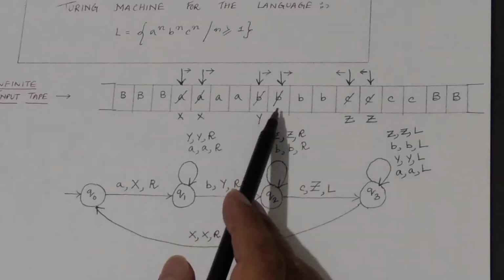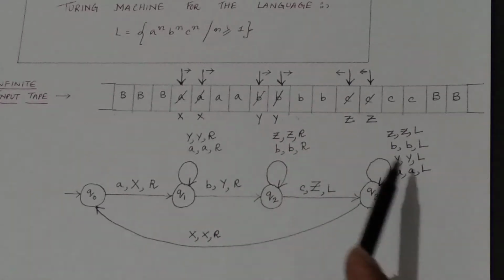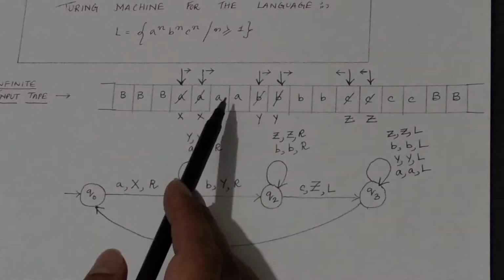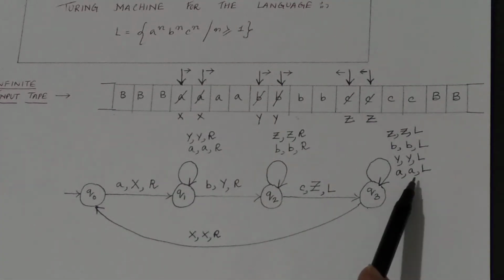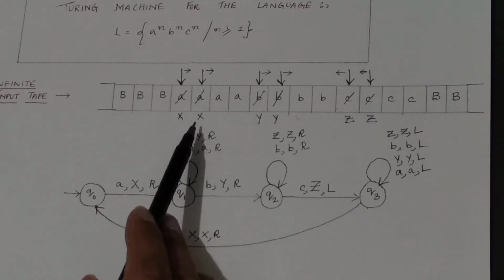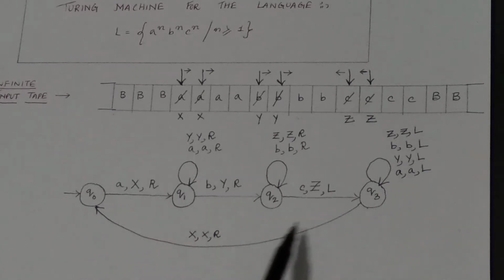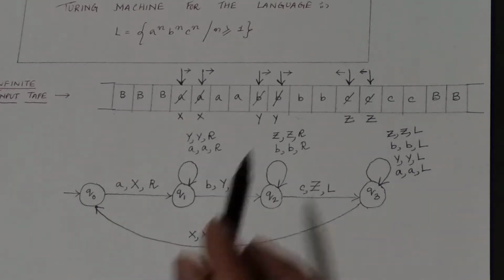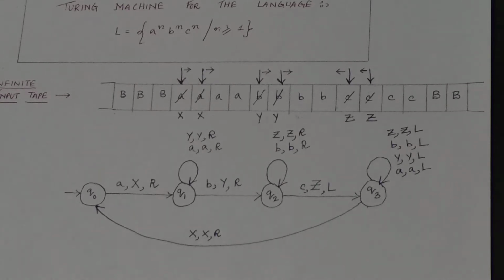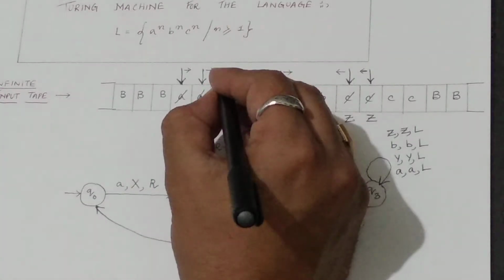Okay, done. Now it will encounter Y. On seeing Y, replace by Y and move in the left direction. Done. Then it will encounter A. On seeing A, replace by A and move in the left direction. As soon as A is finished, it will encounter the first X. If X, replace by X, and the tape head will move in the right direction. That means this X has helped us a lot in understanding in which direction the tape head can move. Now after this, the tape head will reach A.